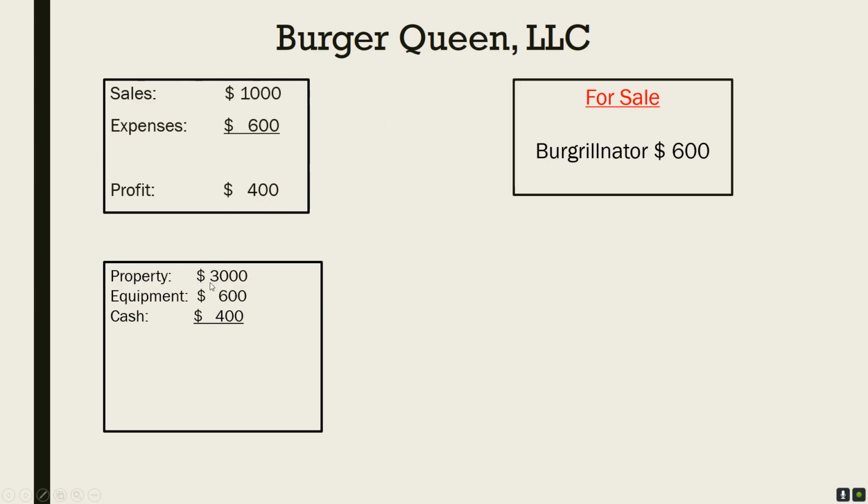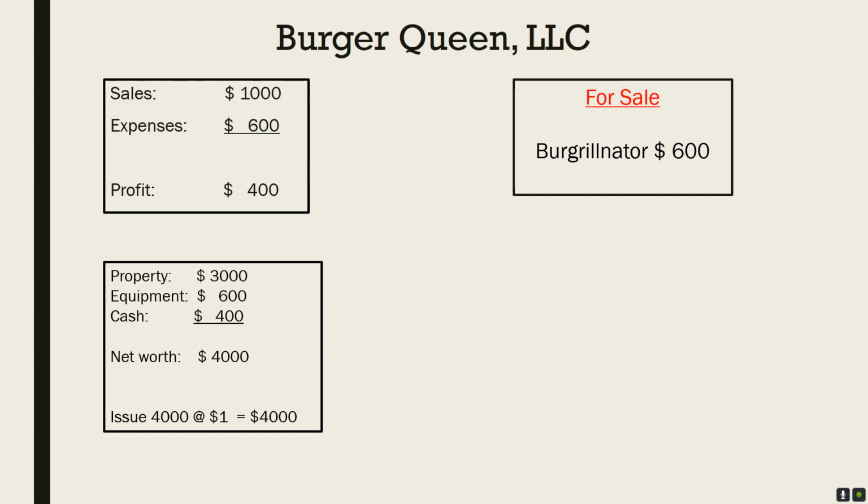An easy way you could do this, it's way more complicated, but an easy example I could show you would be property. The building itself would be $3,000. They could add the equipment in the property, 600, and they have 400 in cash, which is the profit that they made. So this equals a net worth of 4,000, and they decide that they're going to issue 4,000 common stock at $1 each, which equals $4,000 in common stock.